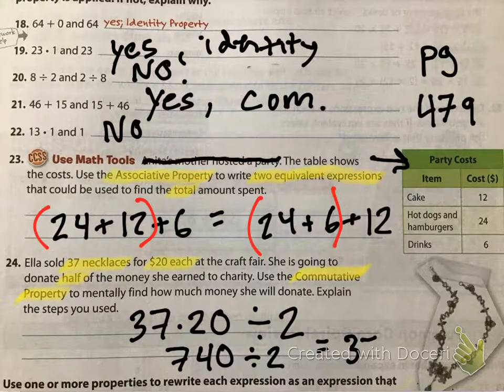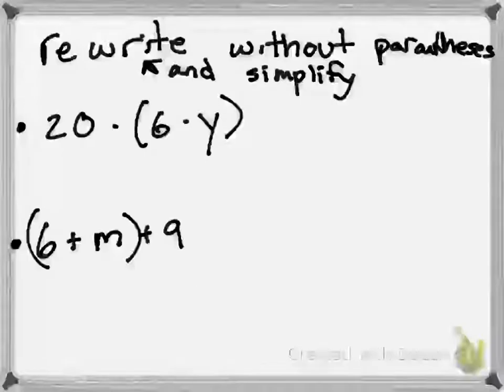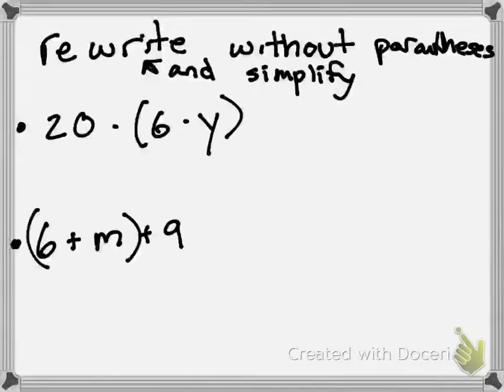Perfect. We get 370, which is half. So she's going to donate $370 to charity. Go, Ella. So if we're looking at this problem, rewrite without parentheses and simplify.